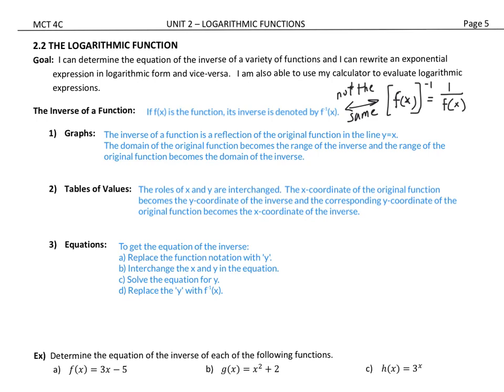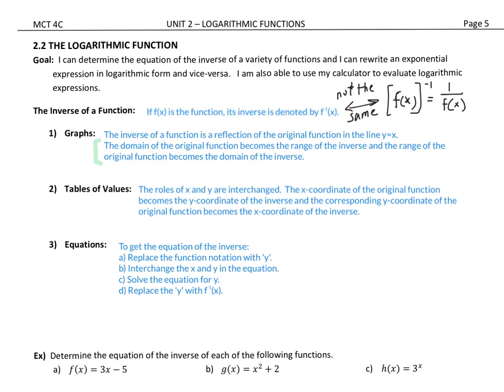All right, so graphs, I've written here, the inverse of the function is a reflection of the original function in the line y equals x. Now with that, this is kind of new, we didn't talk about this yesterday, but the domain of the original function becomes the range of the inverse, think switch x and y, and the range of the original function becomes the domain of the inverse. Again, you're switching the x with the y.